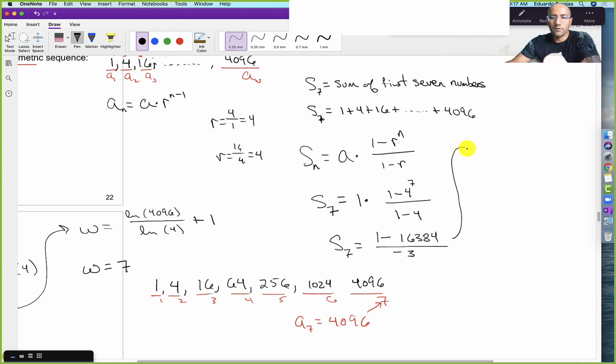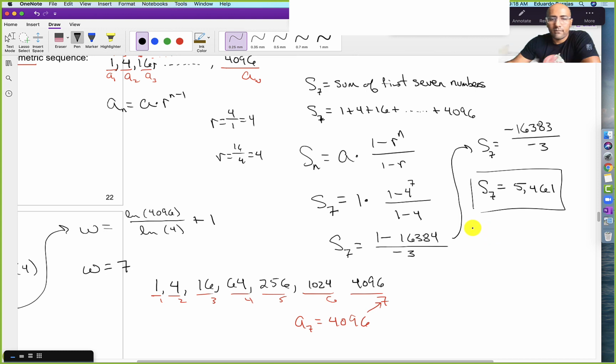Good. So S of 7 is equal to 1 minus that answer, which gets you to negative 16,383 divided by negative 3. So that's going to get me to S of 7 equals 5,461. Good. Any questions?